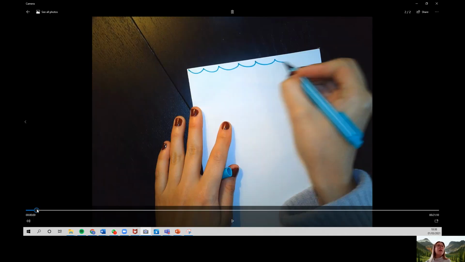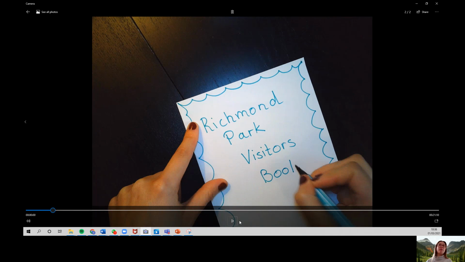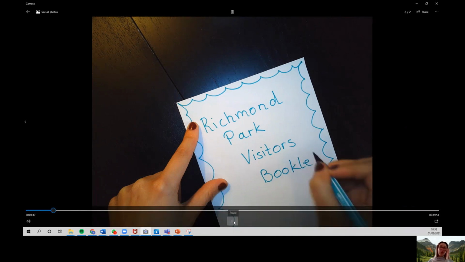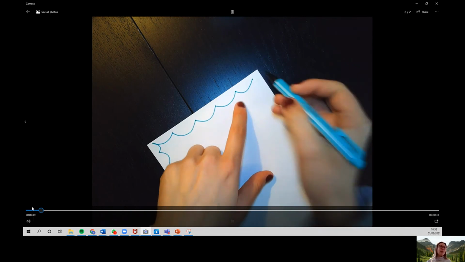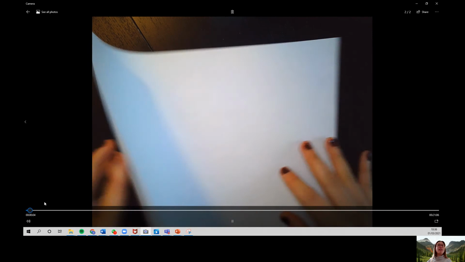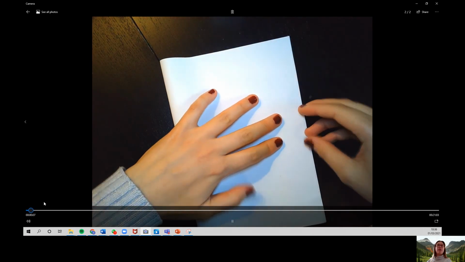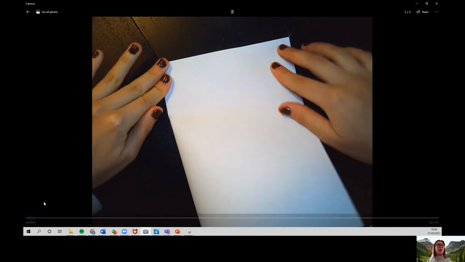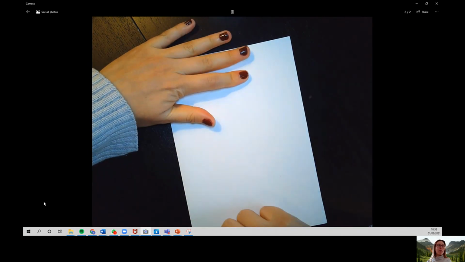Okay, once you have explored the website, we have a special project we would like you to do. Okay, so what we would like you to do is please create a visitor's booklet for Richmond Park. So what we need you to do is get an A4 piece of paper like this and fold it in half. So all you have to do is put the corners together and then fold it along the edge like that to create your visitor's booklet, okay?